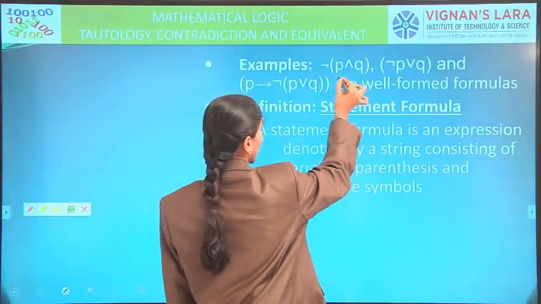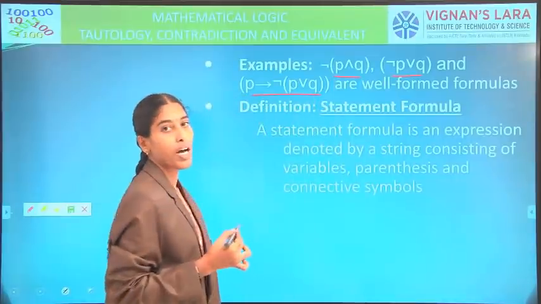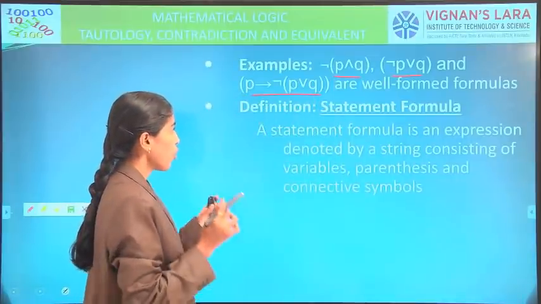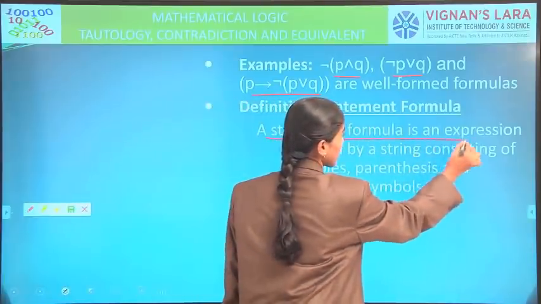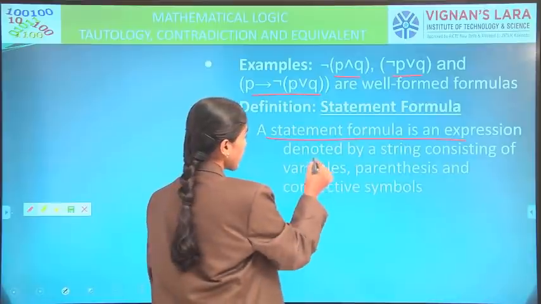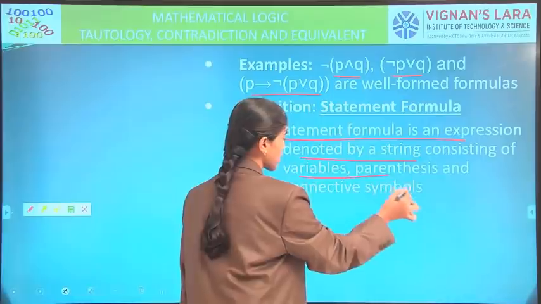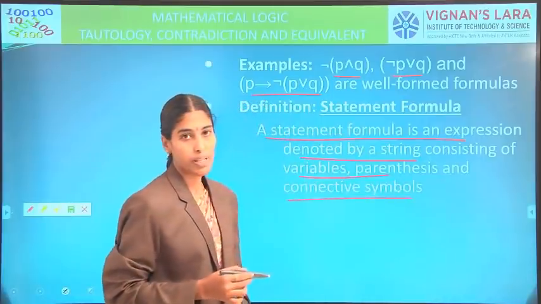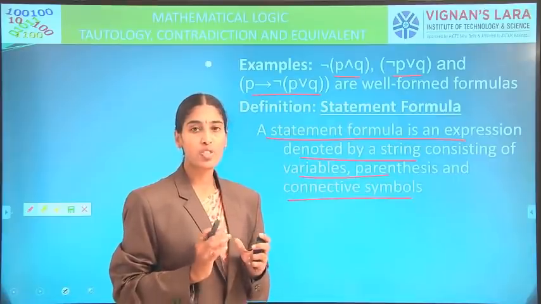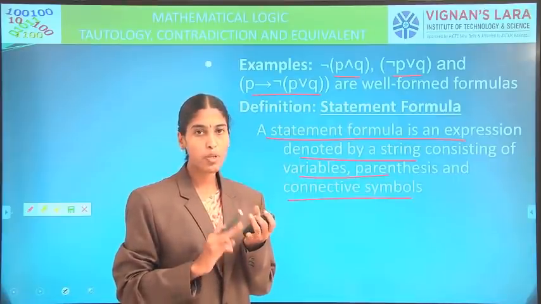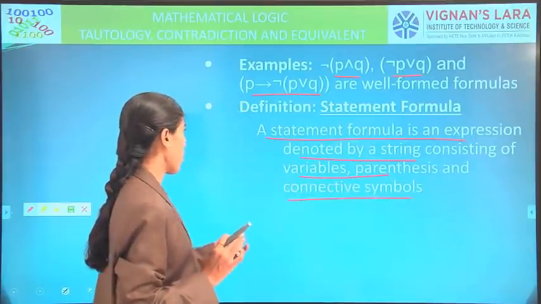Negation of P and Q, negation P or Q, or P implies P or Q are also well-formed formulas. Overall, what is meant by a statement formula? A statement formula is an expression denoted by a string consisting of variables, parentheses and connective symbols. So a statement formula is a propositional statement consisting of propositional variables, connectives and parentheses. Those are called statement formulas.